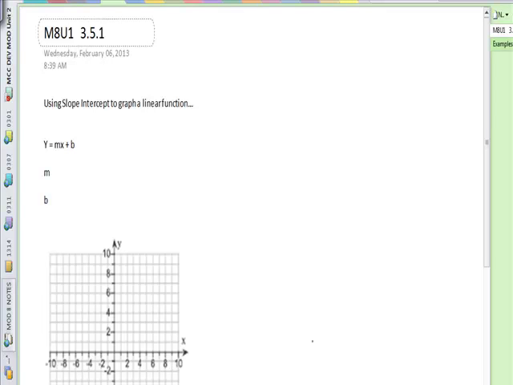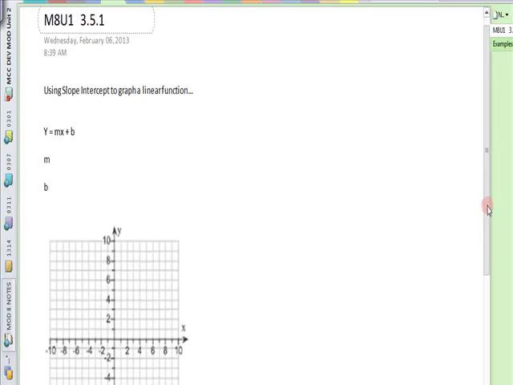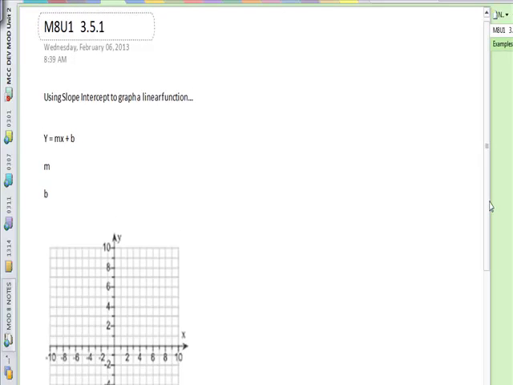In this section, we're going to now start graphing linear functions. We've been talking about functions, domain and range, function notation, and now we're going to talk about graphing a linear function. Linear function means a function whose graph is a line.